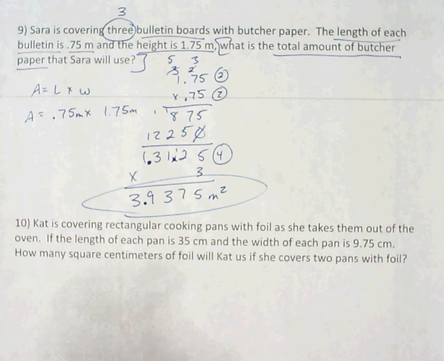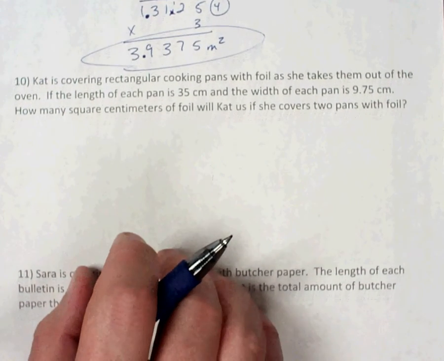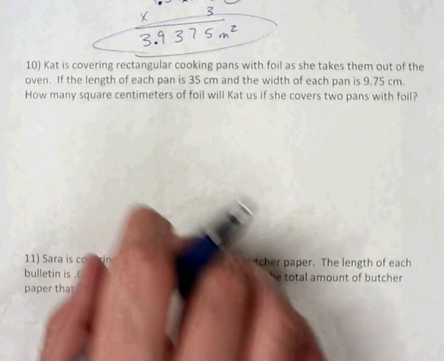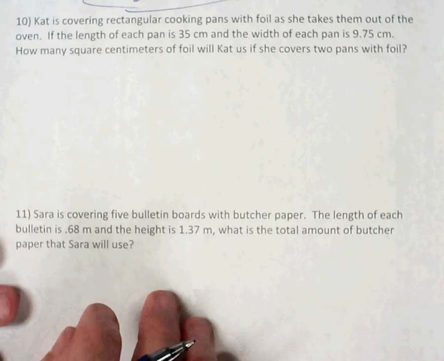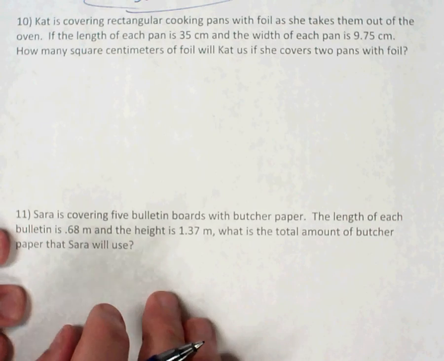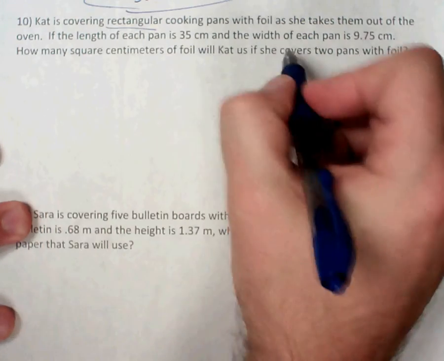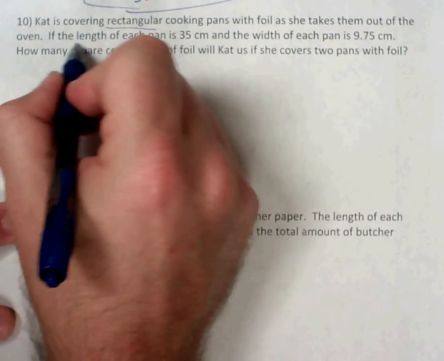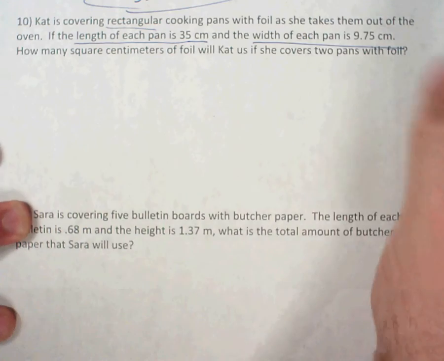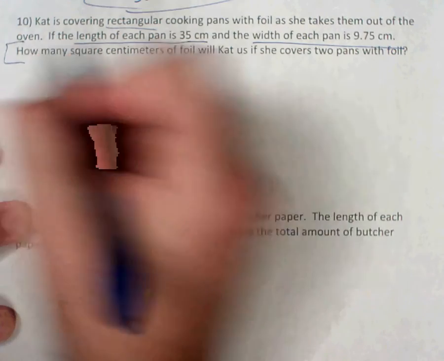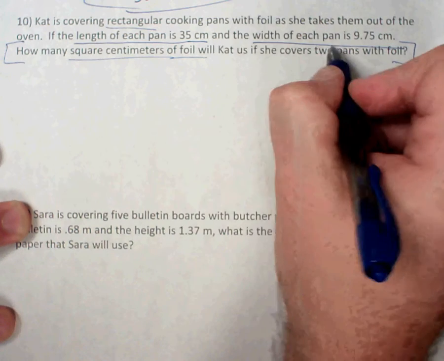All right, number 10, pretty much the same question from earlier, just with slightly different numbers. Cat's cooking again, which if you know Cat, is quite dangerous for Cat to be cooking. Cat is covering rectangular cooking pans with foil as she takes them out of the oven. If the length of each pan is 35 centimeters and the width of each pan is 9.75 centimeters, how many square centimeters of foil will Cat use if she covers 2 pans?